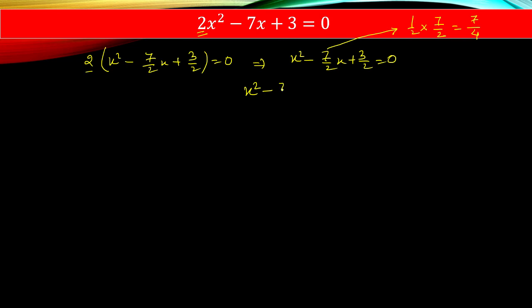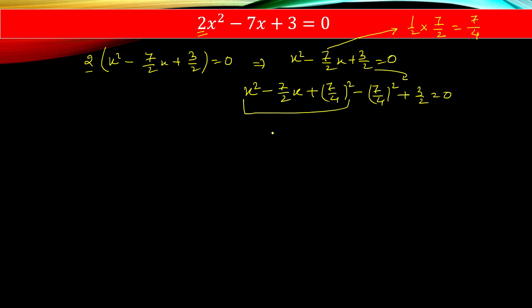So x square minus 7 by 2 x as it is, we are going to add the square of 7 by 4. So definitely we have to subtract it also. So 7 by 4 whole square we are going to subtract also. 3 by 2 will remain as it is, equal to 0. Now we find this is a complete square.